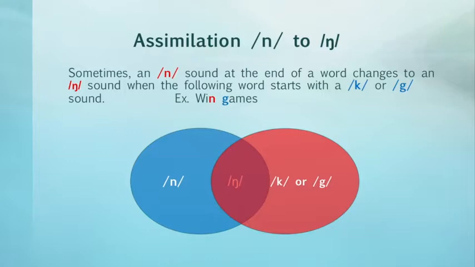This is actually a natural transition for the mouth, because to move from N to K or G, the mouth sort of passes through the ng sound. And the reason I say sometimes is because this really depends on the speaker and how fast and informally they're talking. And if you don't understand the symbols I'm using in this video to represent sounds, please see the link below the video to the interactive phonemic chart.